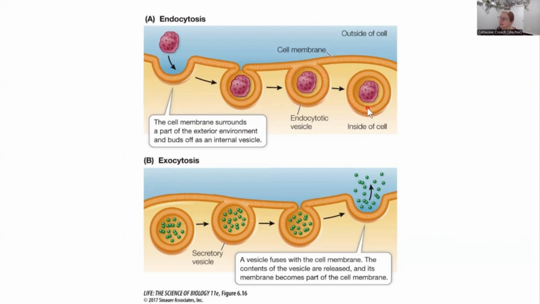So right here, this part of the plasma membrane used to be part of the exterior, and now it's part of the interior of the vesicle. The opposite is true in exocytosis. Here's your vesicle. This is the inside of the vesicle. It's going to fuse with the plasma membrane. And now what was the inside of the vesicle is now the exterior of the plasma membrane.